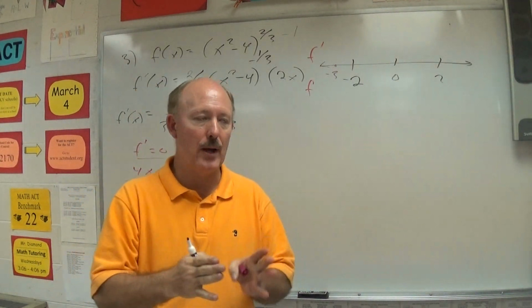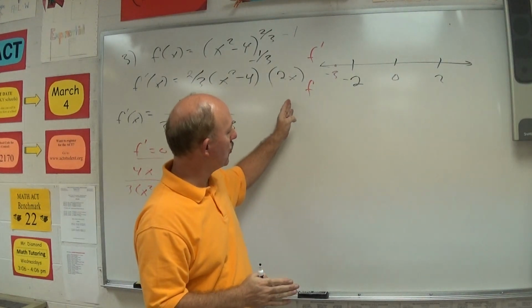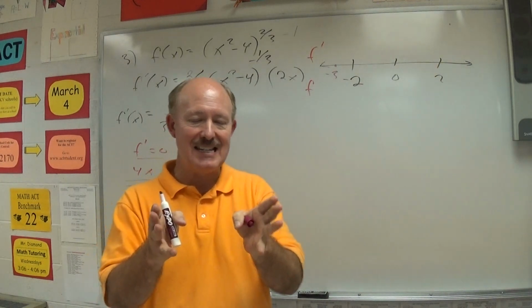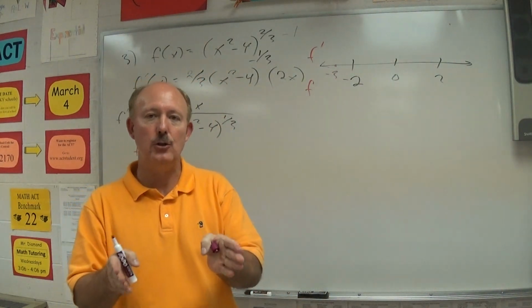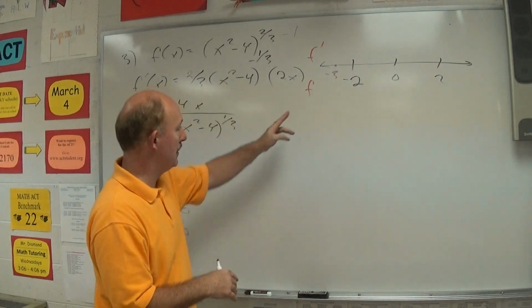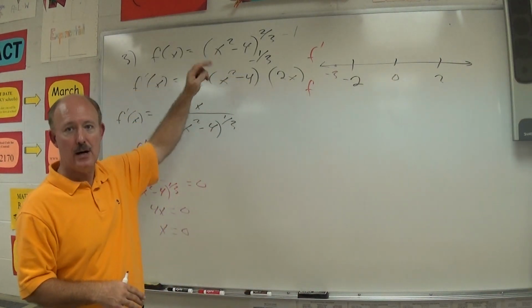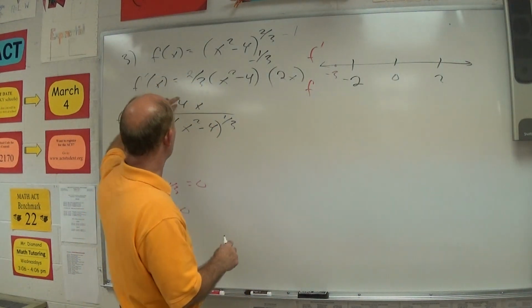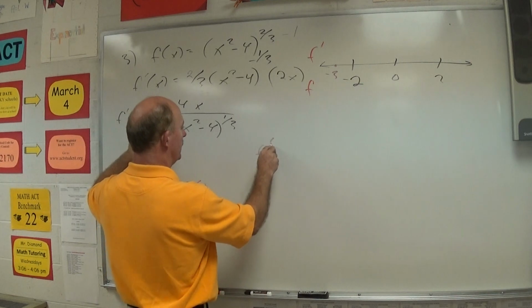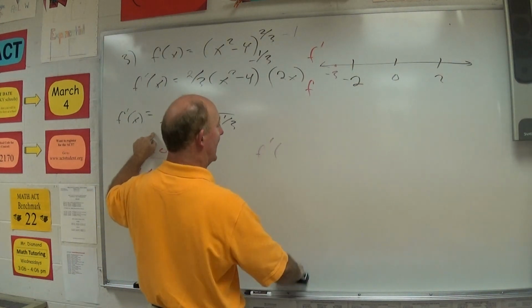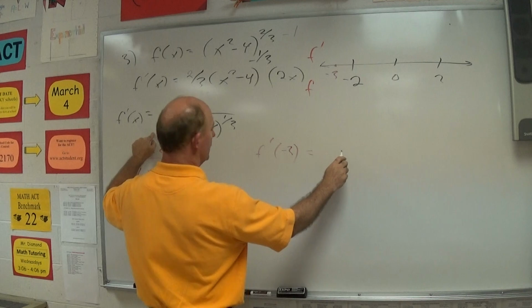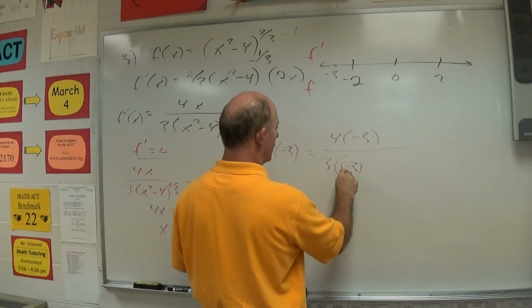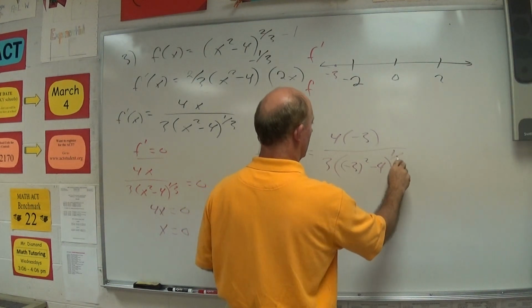Now we need to know whether the function or the graph is increasing or decreasing from -infinity to -2. So you want to take that -3, a test value, and substitute it into the derivative. Now remember, don't put it back into the original function. You want to substitute it into the derivative. The derivative tells us whether it's increasing or decreasing. So here's our derivative at -3, and this would be 4 times -3 divided by 3 times (-3 squared minus 4) to the 1/3 power.